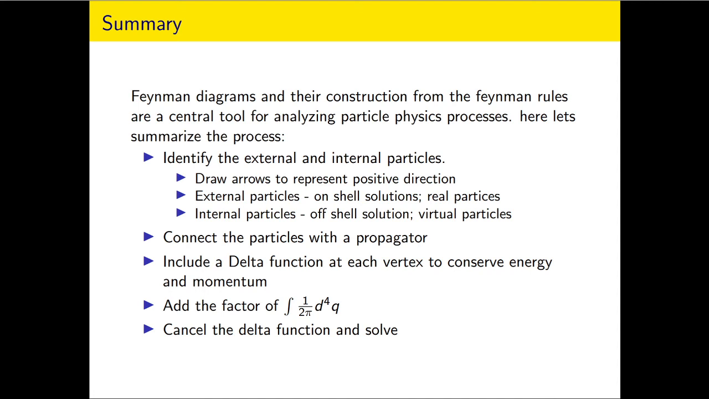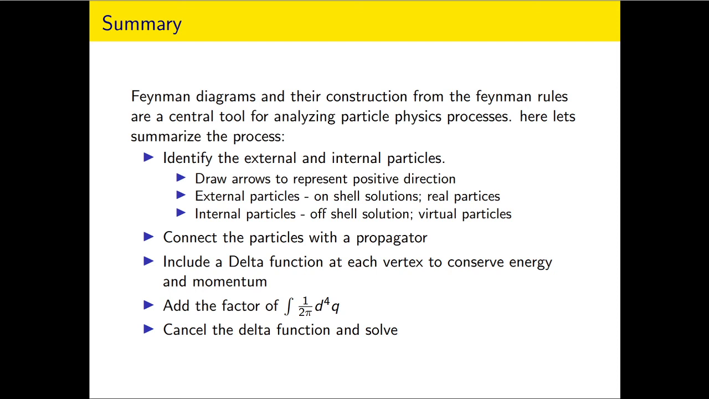So to summarize what Ashwin was talking about, the Feynman diagrams and their construction from the Feynman rules are central tools for analyzing particle physics processes. So, first we need to identify the external and internal particles and draw arrows to represent the positive direction. Positive direction is the positive direction of time. The external particles are particles that have an on-shell solution, which means that they are real particles. They can be measured, they can be detected. Internal particles have off-shell solution, which means they are virtual particles, like the photon, the propagator that we consider. It is a virtual particle, which means it doesn't exist long enough for us to detect anyway.